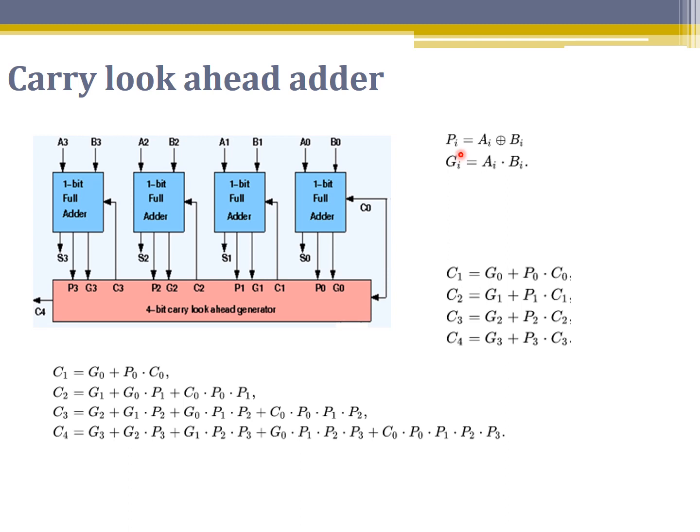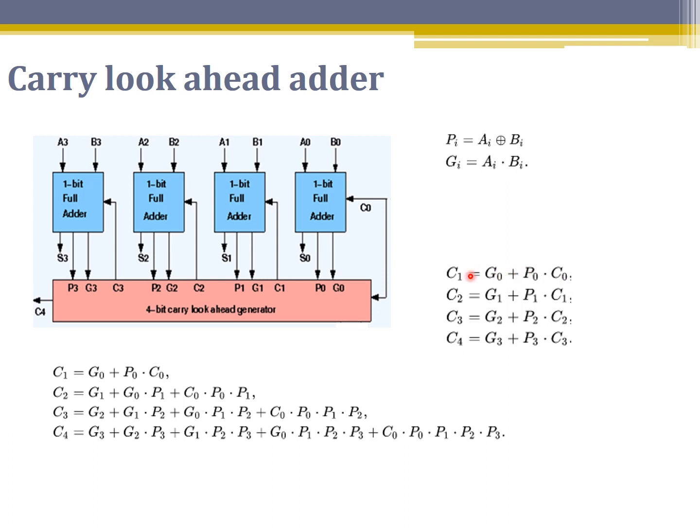So we know Pi is Ai XOR Bi and Gi is Ai into Bi. This is the expression we had found. For every stage we have to find the propagate and generate. Similarly, we have C1, C2, C3, C4. So this is a standard equation. For C1 it is G plus P C.